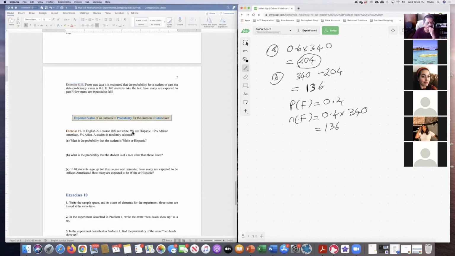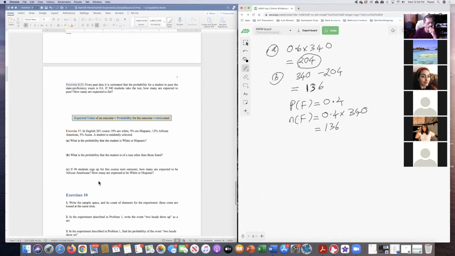If you add them, that's 27, 39, 44. The total is 44. So, 56% will be the other race. Now it says, if 40 students sign up for this course next semester, how many are expected to be African Americans? What do I do?